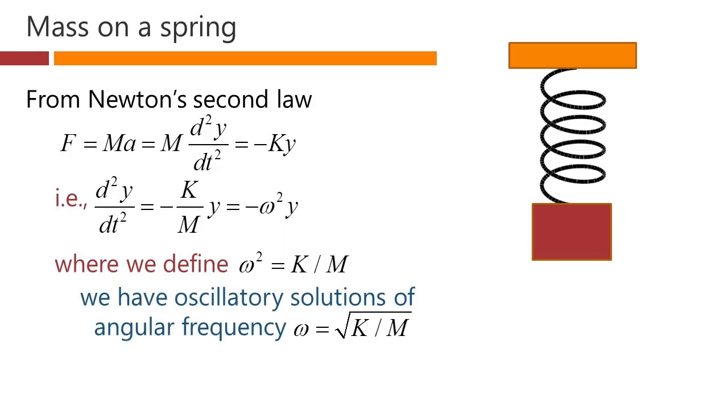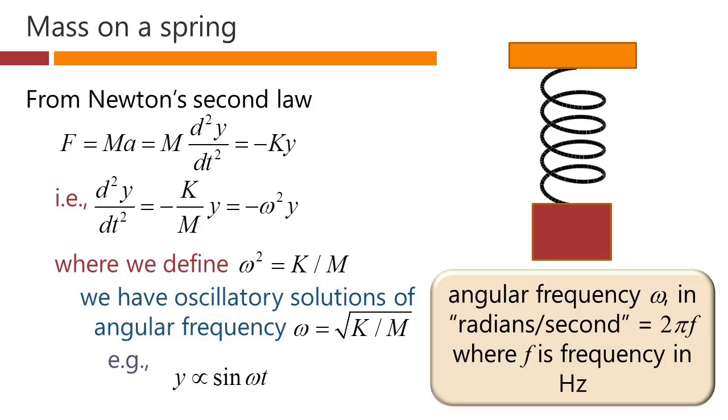And we now have oscillatory solutions of this equation. And if we look at those oscillatory solutions, so that's kind of sine omega t or something like that, they will have what we call an angular frequency omega, which is equal to the square root of k over m. So as I said, something like y is proportional to sine omega t is one of the possible solutions of this. And we call this omega here the angular frequency.